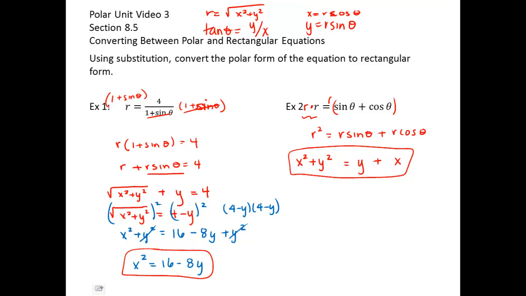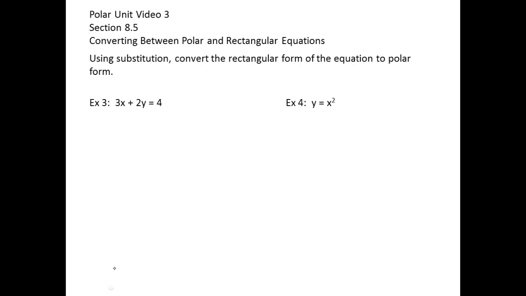Let's try converting the other direction. So for example 3, I have 3x plus 2y equals 4, and that is a form of a line, in standard form actually. So to do this one, again, I want to use our relationships. X equals r cosine of theta, y equals r sine of theta, and that's pretty much the two I'm going to be using because I'm going towards getting r and theta, and I don't want x's and y's, so I don't even need the other two formulas.